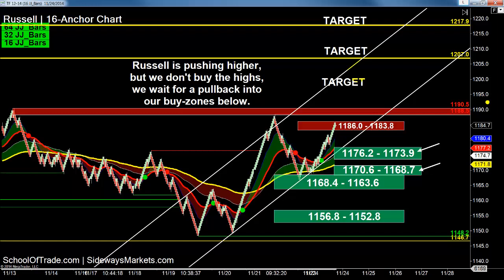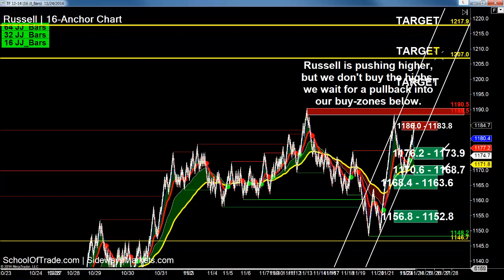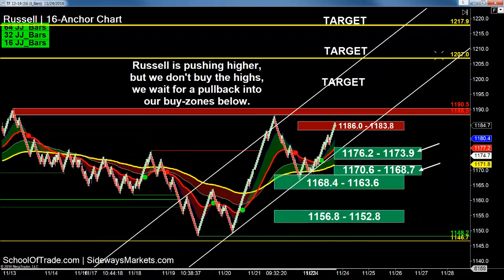Right now, how about targets overhead? Well, don't forget, we found this little channel here, kind of an ugly channel, but we'll use it. So the top of that channel is definitely going to be a target. You've got 1207, right up there with all-time highs, I believe. Double check that in the slower time frame. We get targets at the top of the channel, at 1207, and a target at 1217. I don't think we're going to get 1217 in one fell swoop, but that's where we're headed if we can break out.